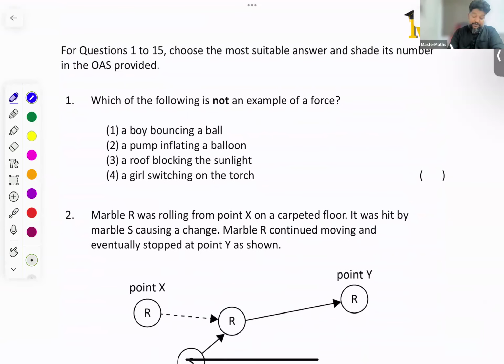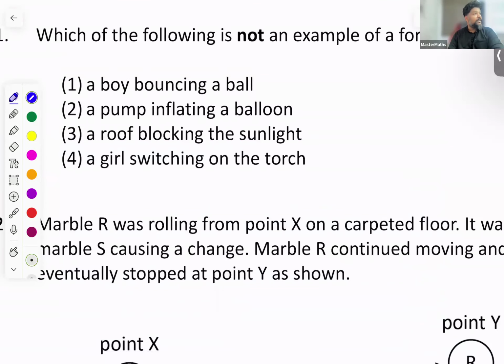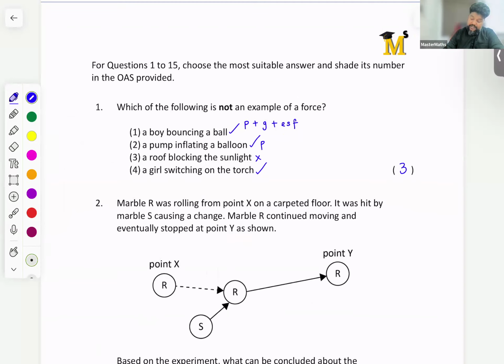Which of the following is not an example of a force? Come, Nasira, which of them is not an example of a force? Ball bouncing. What kind of force is there? Push force is there. What else is there? What pulls the ball down? Gravitational force. What brings the ball back up? Elastic spring force in the compressed air. Good. A pump inflating a balloon. Is that an example of a force? Yes, it is. It is an example of a push force. A roof blocking the sunlight is not. The girl to switch on the light needs a force, right? So this is an example of a force. So based on this, option number 3.